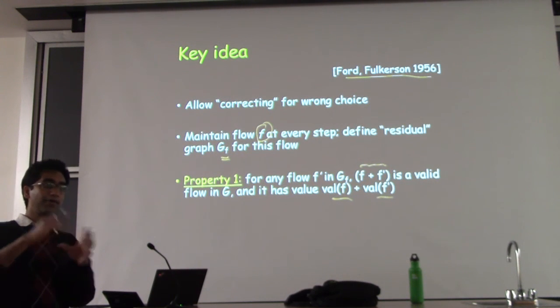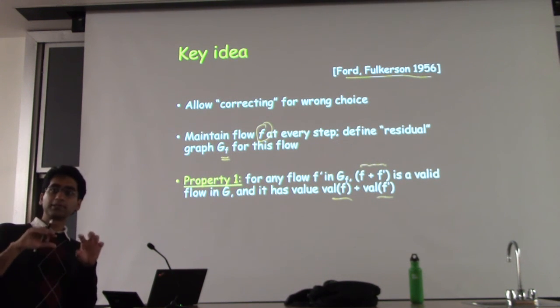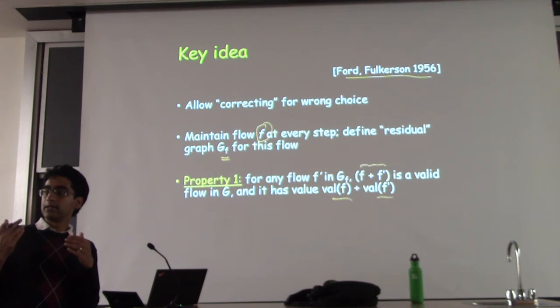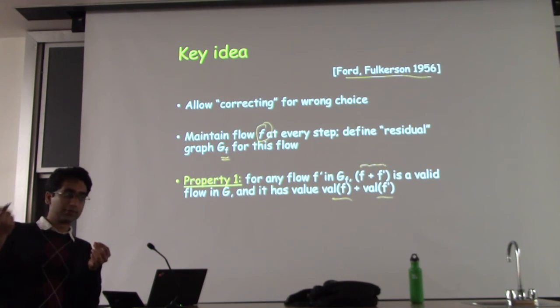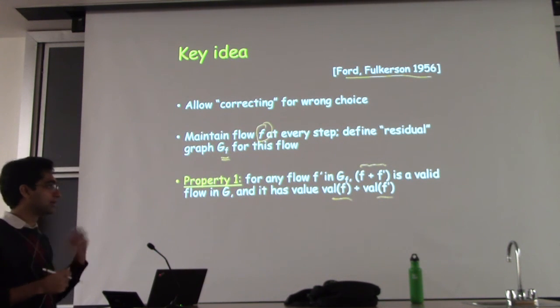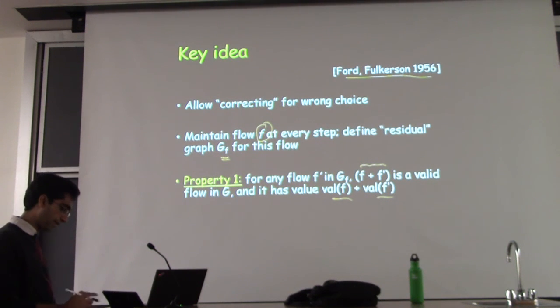So you have the current flow. Based on that, you form this residual graph. In the residual, you find an f prime. And then you can actually find a flow that's equal to the sum of these two, a valid flow in G.